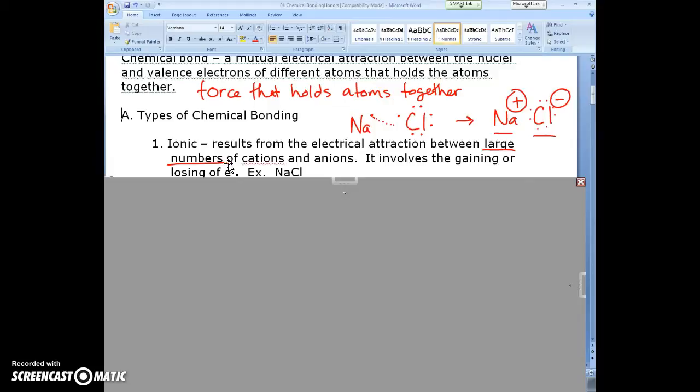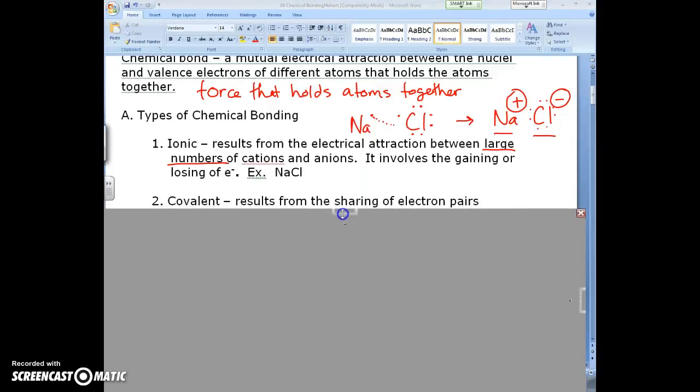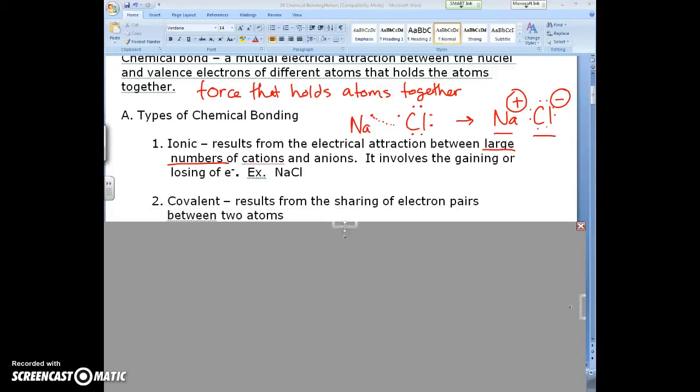All right, our next type of bonding is cooperative covalent. Covalent bonding results from the sharing of electron pairs between two atoms. So if they don't have enough strength to pull an electron off, they'll end up sharing those electrons.